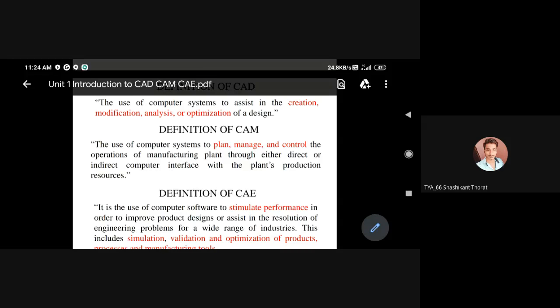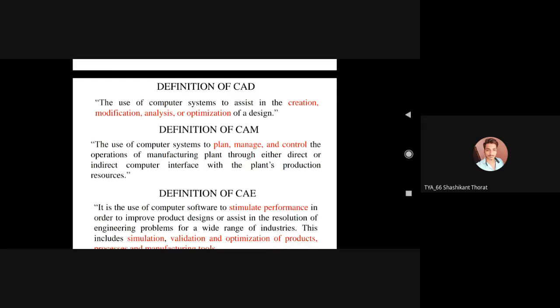Manage is nothing but controlling or maintaining. Manage and control is whatever changes or maintenance of that machine, and any additional requirement if they require. The use of computer system to plan, manage, and control the operations of a manufacturing plant through either direct or indirect computer interface with the plant's production resources. So we can directly give the product drawing to that machine, or we can also give the part program to that CNC machine.